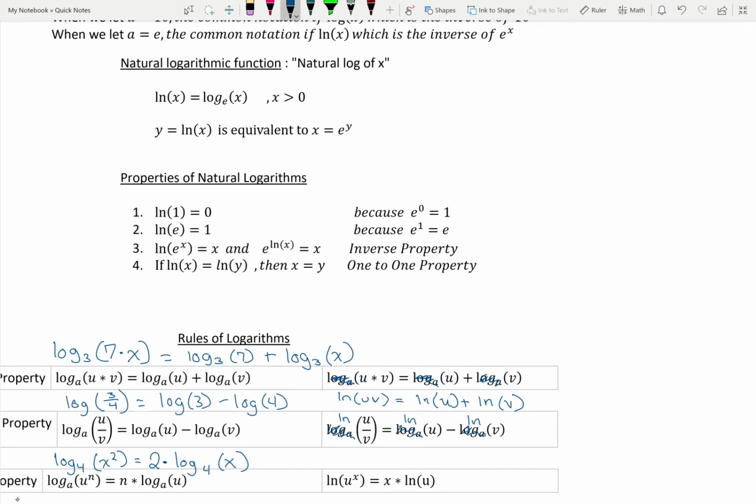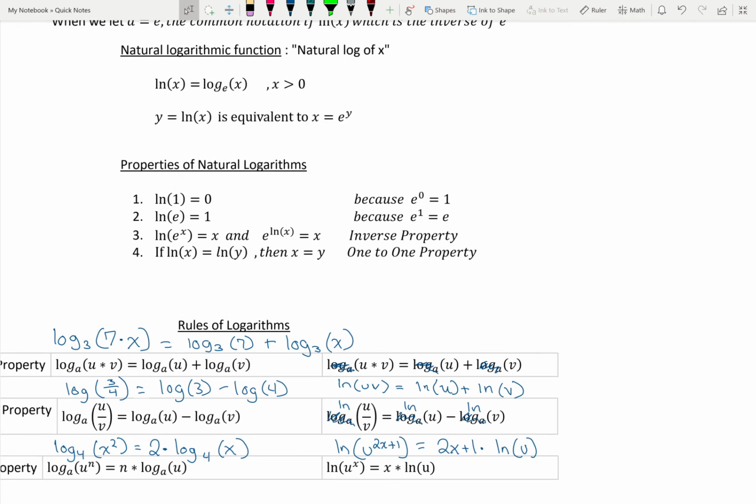This one I did get right, I did write ln. So ln of, let's say, u to the 2x plus 1. All I'm going to do is drop that exponent down and multiply it by ln of this guy. So the cool thing is that anytime you have an exponent inside the parentheses, you can always take it out and bring it down to the same line as your ln. So we're not really working with too many exponents here.